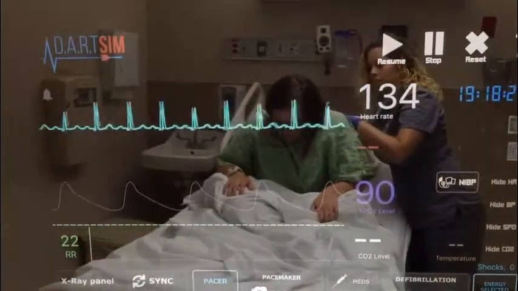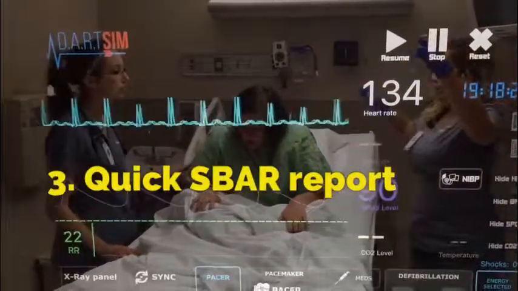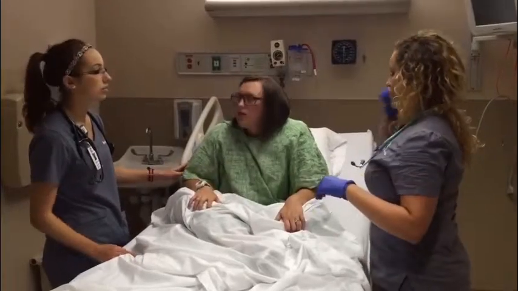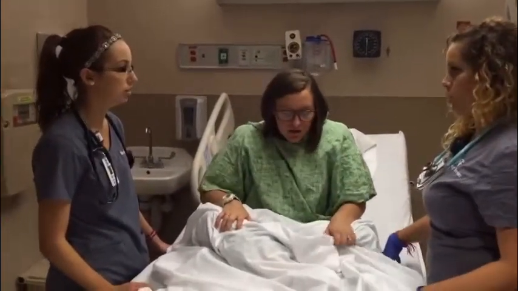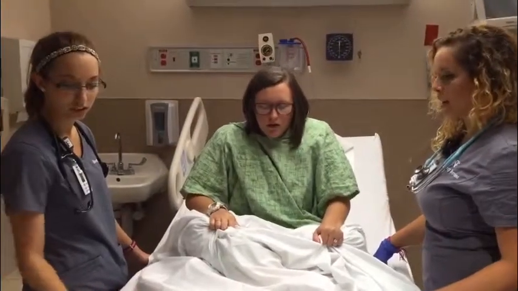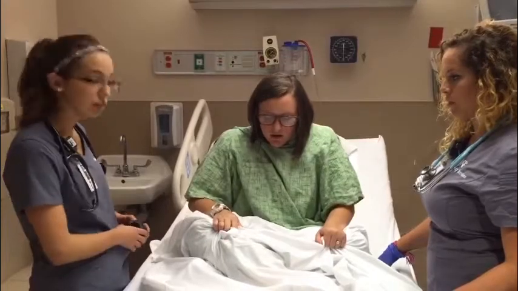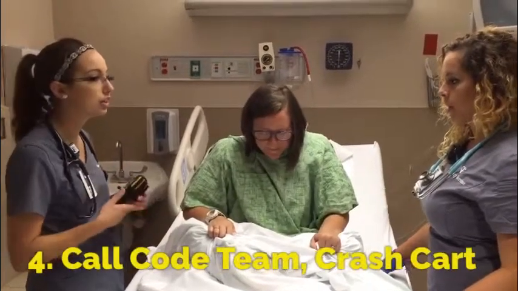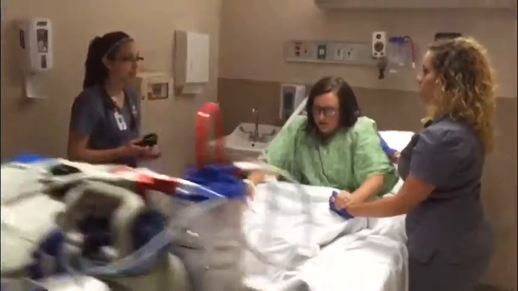Hey, what seems to be a problem? Shelby was admitted to our floor yesterday after surgery. She's complaining of shortness of breath. Her heart rate is 134, respirations at 22. No known cardiac issues, but she does have a history of asthma. Okay, I'm gonna go ahead and call Pickering. Can you get Estelle in the crash cart? Okay. Hey Estelle, can you grab a crash cart, please? Alright, we'll do.